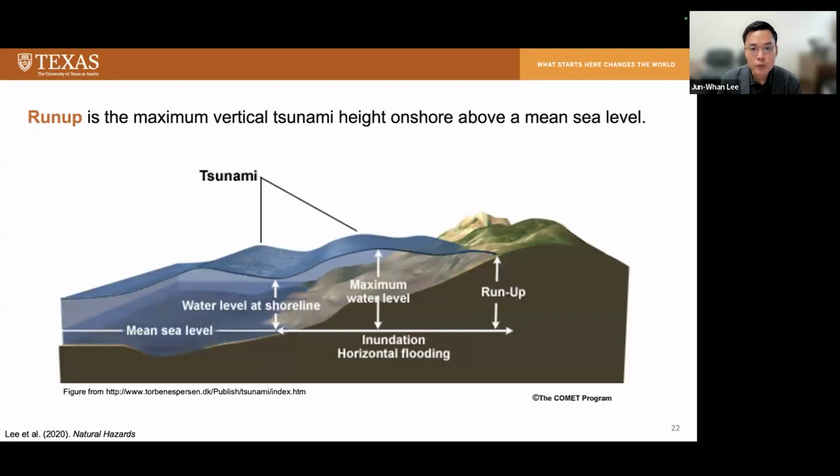Before we talk about how we reduce the data dimensionality, I want to introduce the definition of one of the key tsunami properties, run-up. Run-up is the maximum vertical tsunami height onshore above mean sea level. And predicting this tsunami run-up accurately is very important because it is related not only to tsunami forecasting, but also to hazard assessment. And this run-up is directly related to the level of tsunami damage.